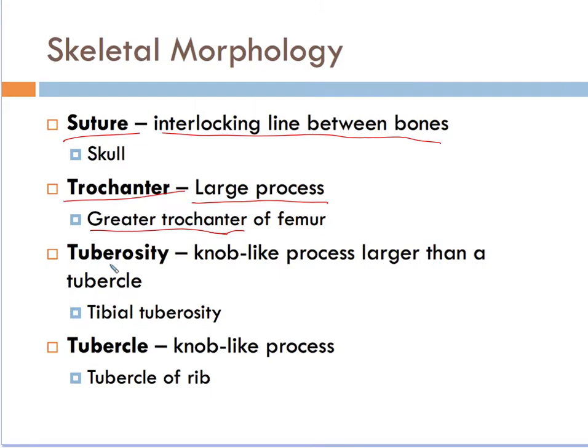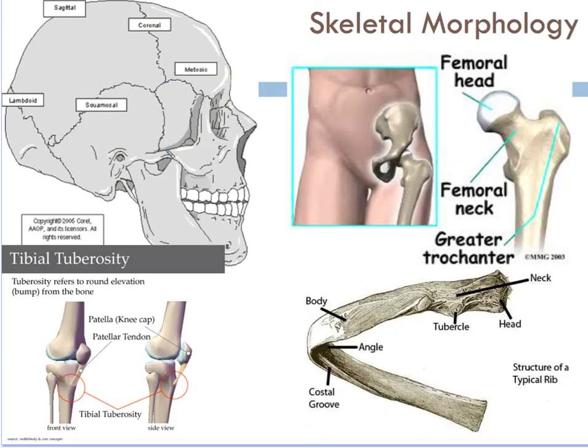A tuberosity is a knob-like process larger than a tubercle. So you have tubercle, tuberosity, trochanter. They kind of expand, get bigger as you go. So you have a tibial tuberosity, which is kind of a rough spot. It's kind of a rough little process or projection that sticks out. Your tubercle is a knob-like process. And this is where you get the tubercle of the rib. And so we'll look at that here.